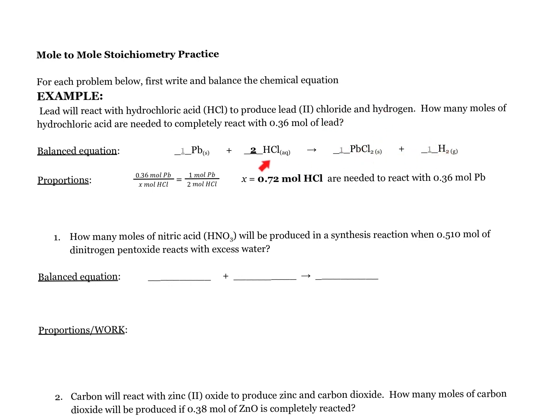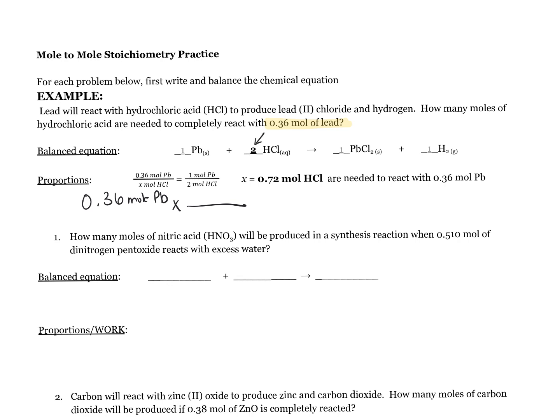So in order to do this, the first thing we need to do is balance the reaction. So we're going to need a coefficient of 2 here. Once we have that, we can look at what we are given, which is 0.36 moles of lead. So that's what we're going to start with, 0.36 moles of lead.